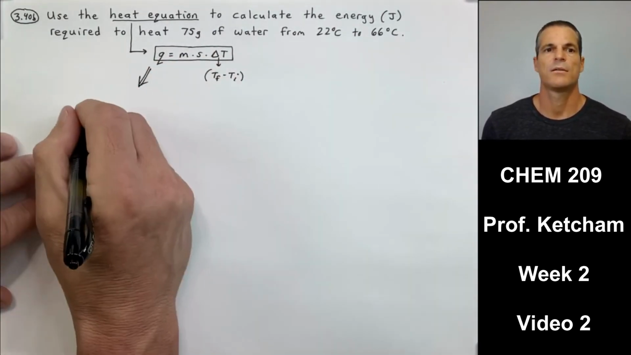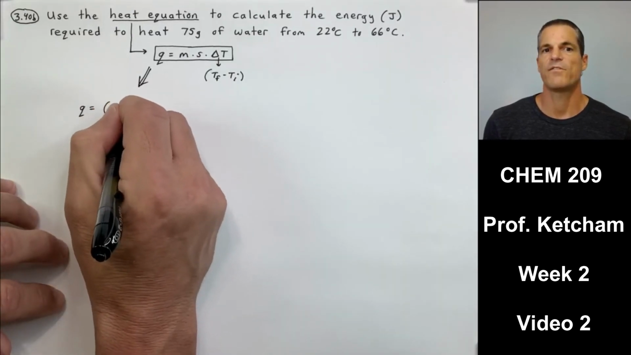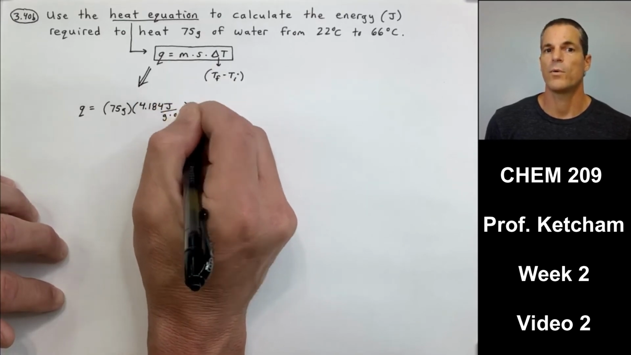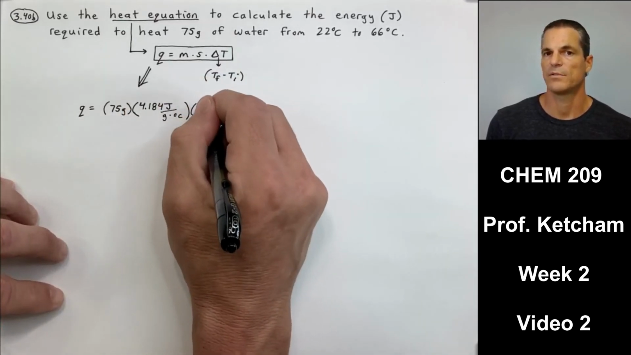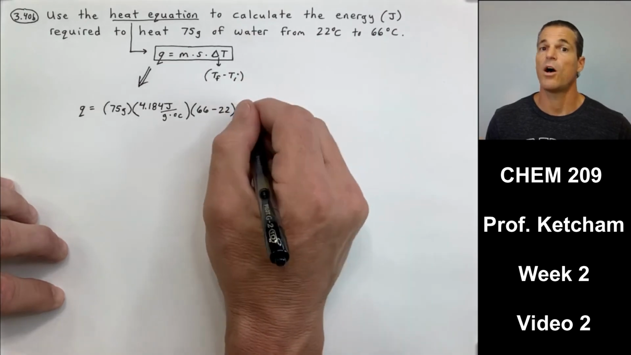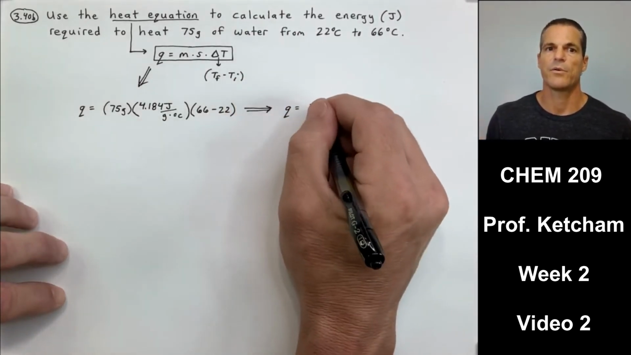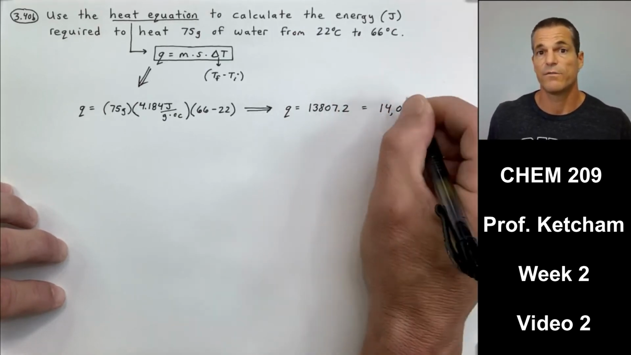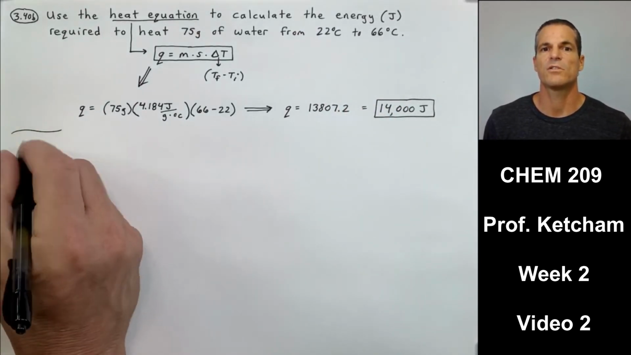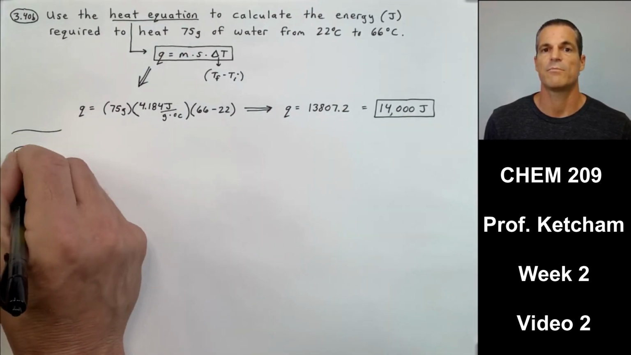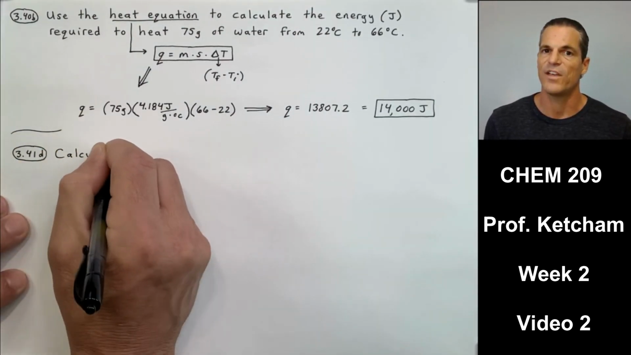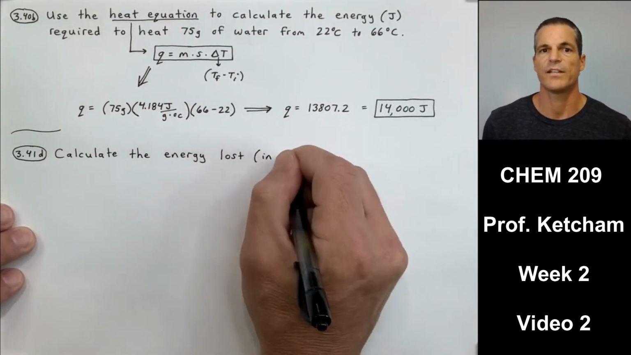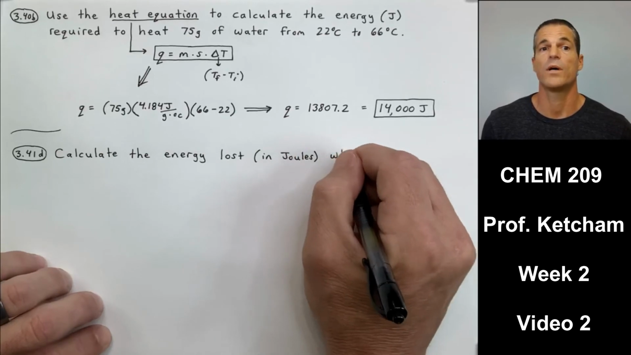Q is heat. So the Q equals 75 grams of water times the specific heat capacity of water, 4.184 joules per gram per Celsius. Now the specific heat of water is also 1 calorie per gram per Celsius, but we use the 4.184 joules here because they want us to solve for joules. I get a Q equals 13,807.2, but I have to put it in 2 sig figs, so it's 14,000 joules. Why 2 sig figs? Well, 75 grams of water for one.